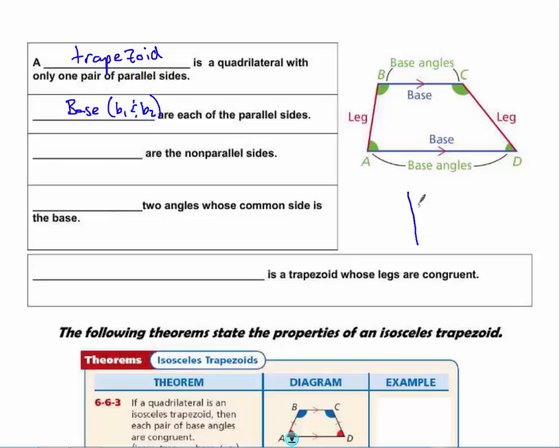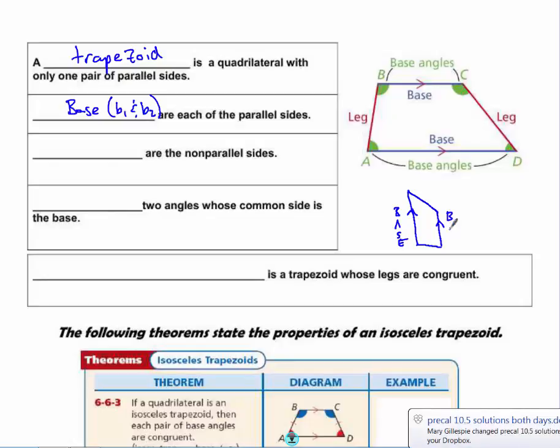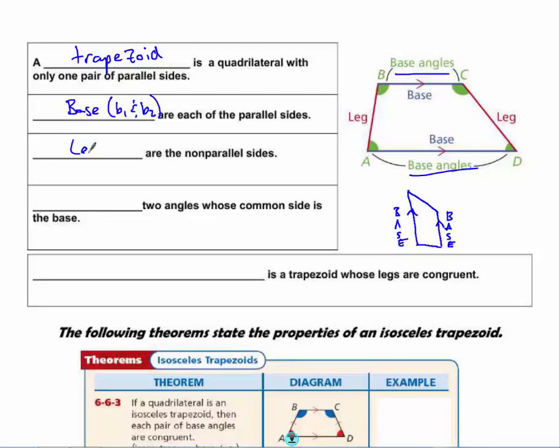Because if I draw a trapezoid like this, and I tell you it's a trapezoid, these two are parallel, then this is the base, and this is the base. So don't get in the habit of thinking top and bottom for base. Base is the ones that are parallel. The non-parallel sides are called legs.